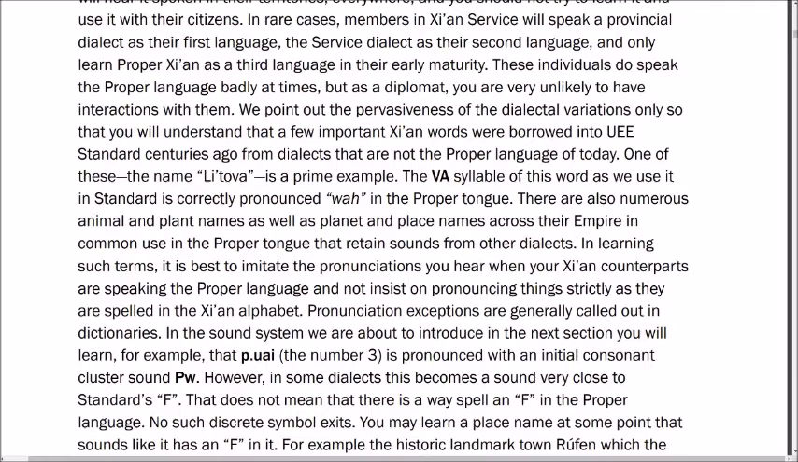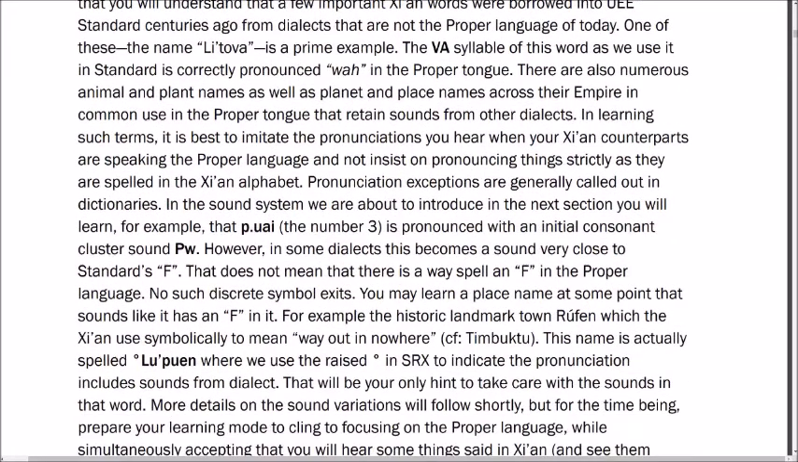These individuals do speak the proper language badly at times, but as a diplomat, you are very unlikely to have interactions with them. We point out the pervasiveness of the dialectal variations only so that you will understand that a few important Xi'an words were borrowed into UEE standard centuries ago from dialects that are not the proper language of today. One of these, the name Litova, is a prime example.